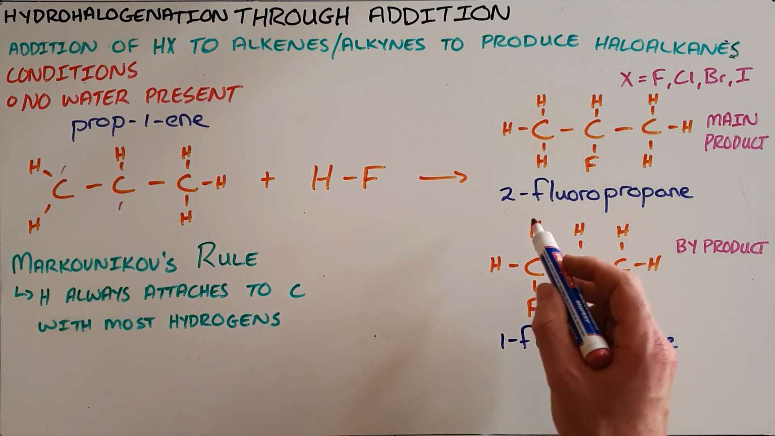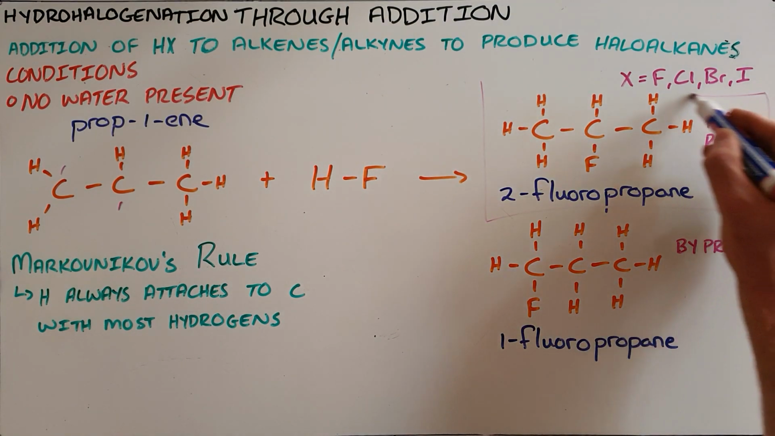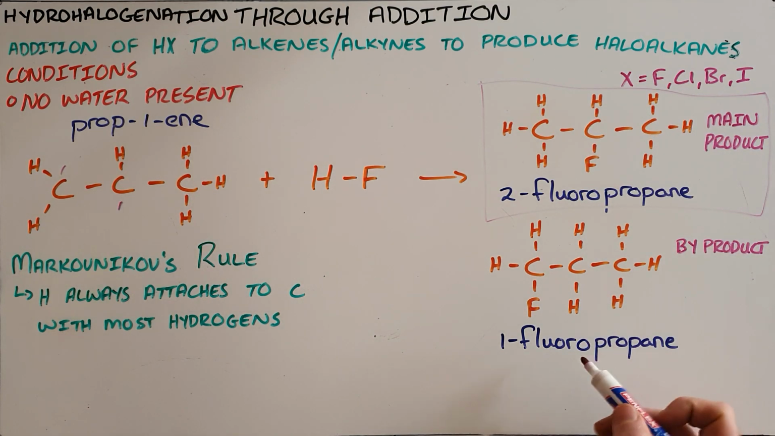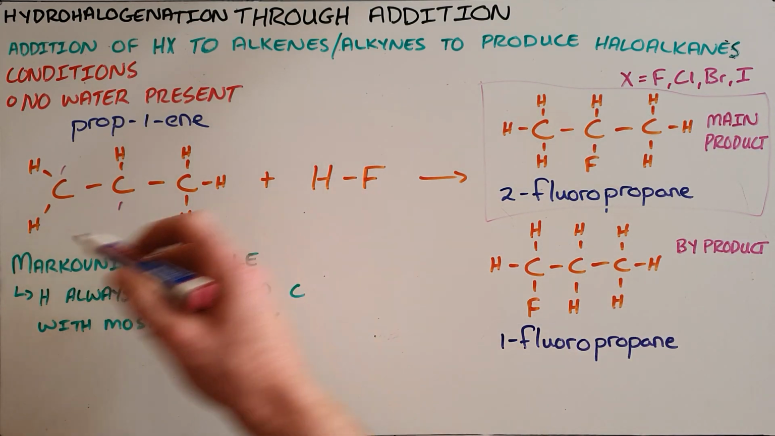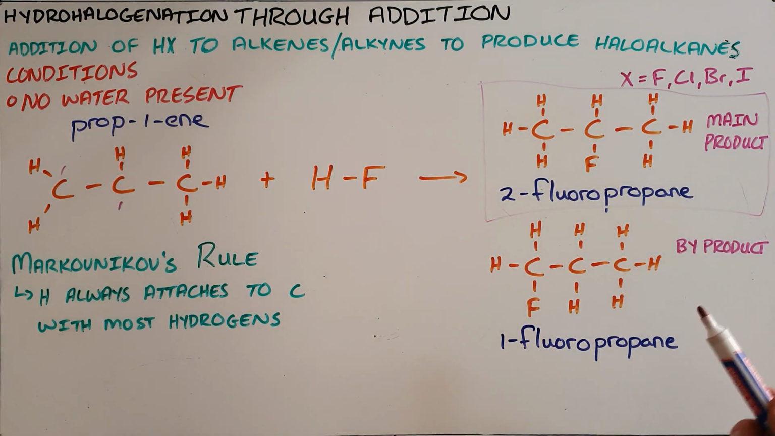So we say that 2-fluoropropane is the main product, and 1-fluoropropane is a byproduct, but when writing this reaction down, we typically only show it with the main product because that is what is given by Markovnikov's rule.